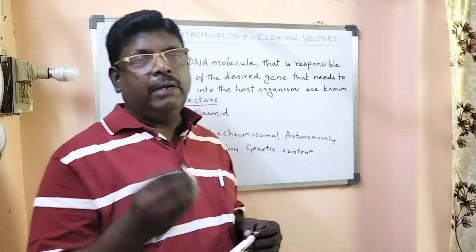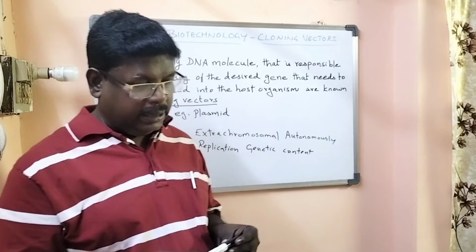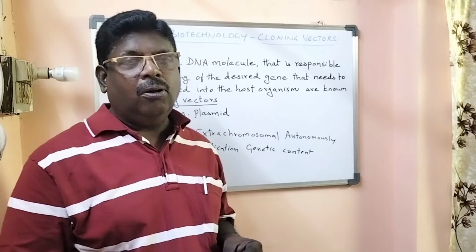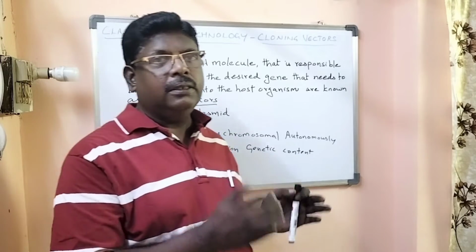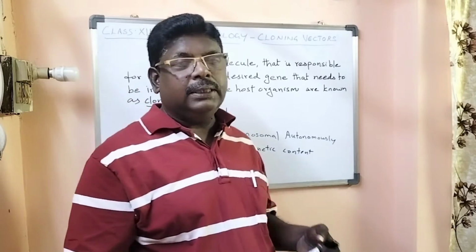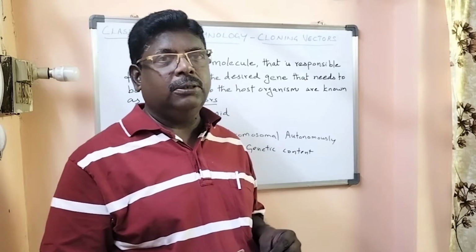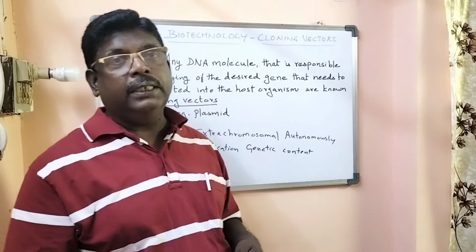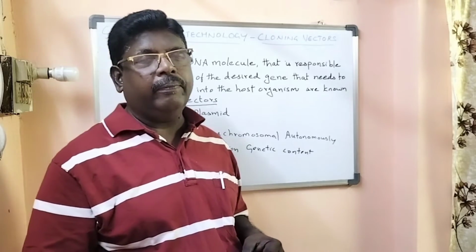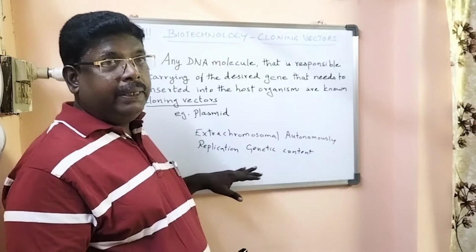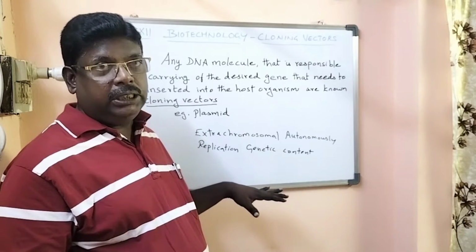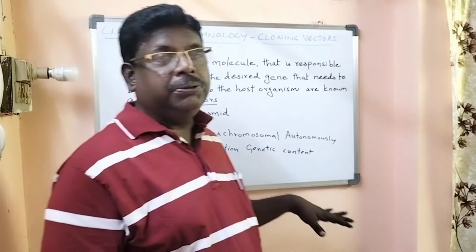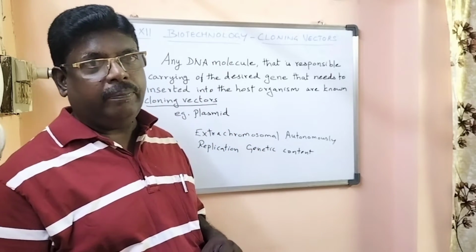Okay, it is seen in bacterial cells. It is present in bacterial cells other than the normal chromosomal DNA. Already in a bacterial cell there is the genetic material, and other than that, something extra is present in the bacterial cells. So extra chromosomal autonomously replicating genetic content is called plasmid, and this plasmid will help in transfer of the desired gene into the host organism.